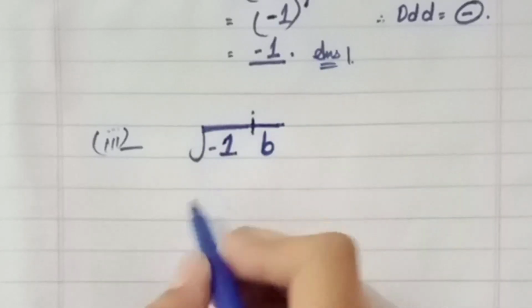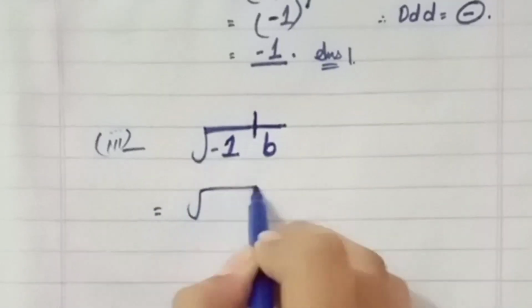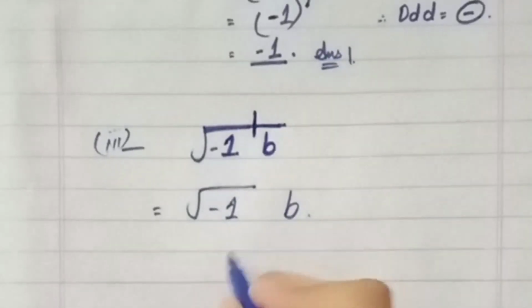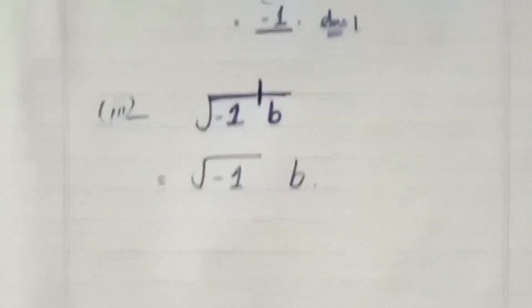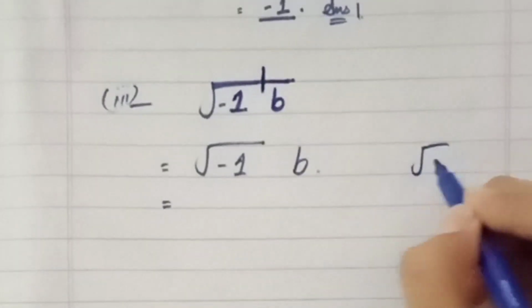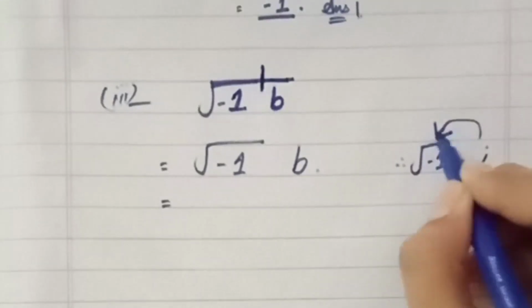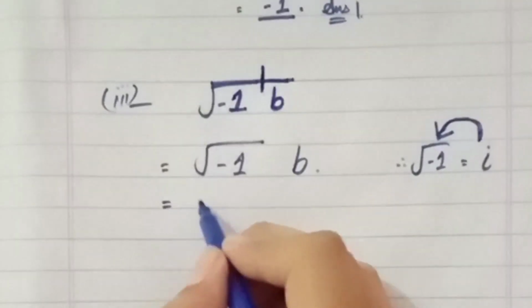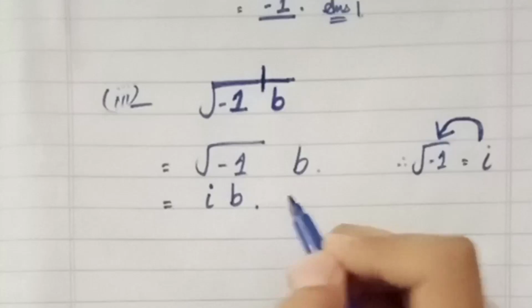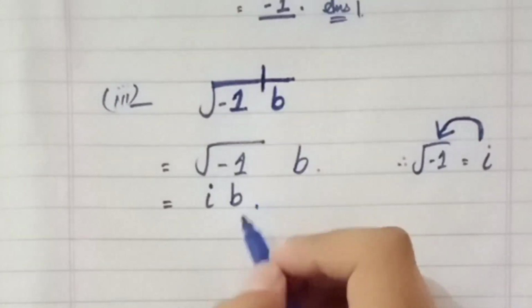So let's solve it carefully. Let me repeat it for you to be clear. Under root minus 1, b. B is outside of the under root. You know under root minus 1 is equal to iota. It is the value of iota. So put here the value of iota and b will remain as it is. So just a single step is taken and your question has been solved.